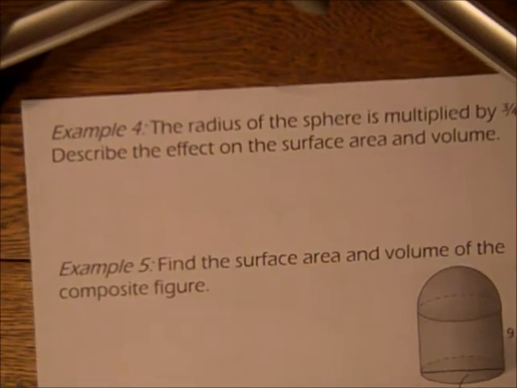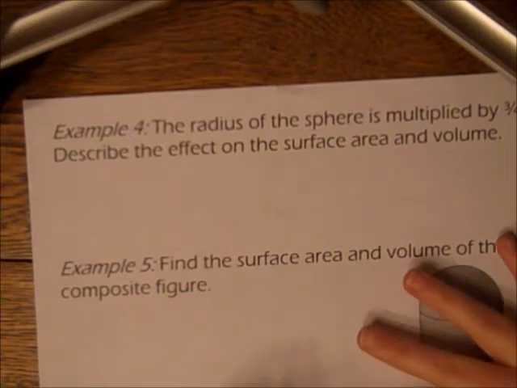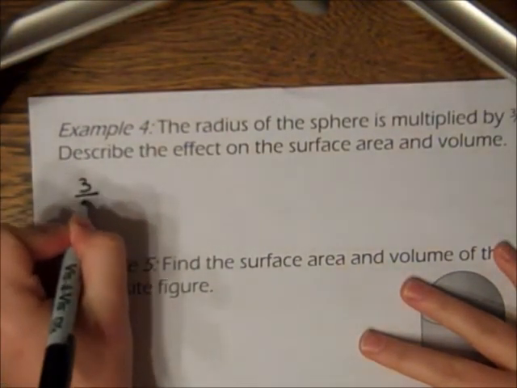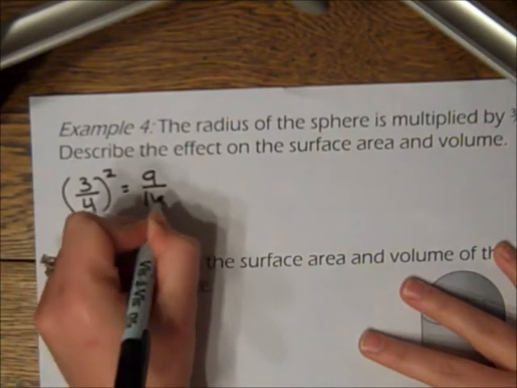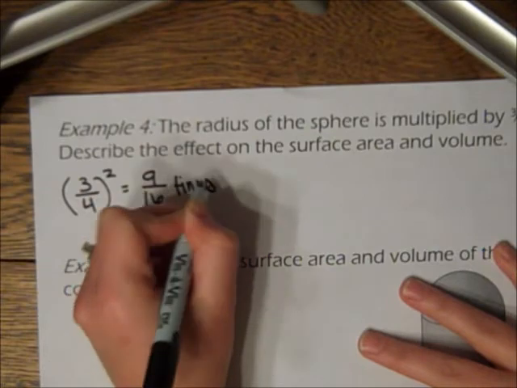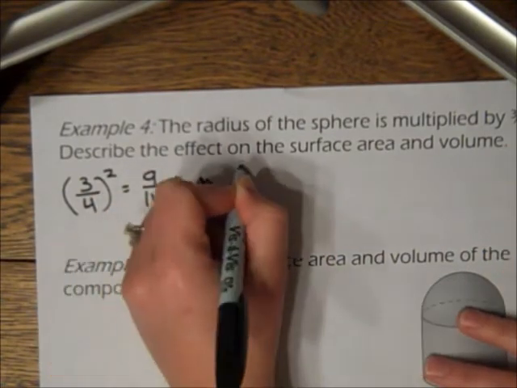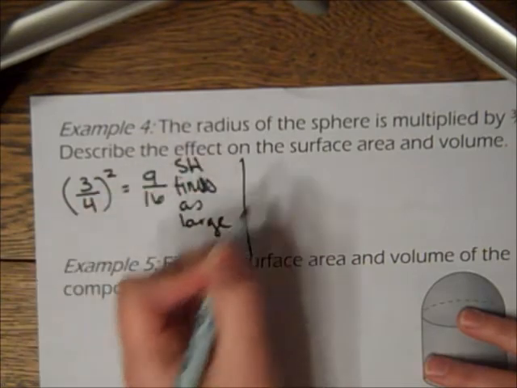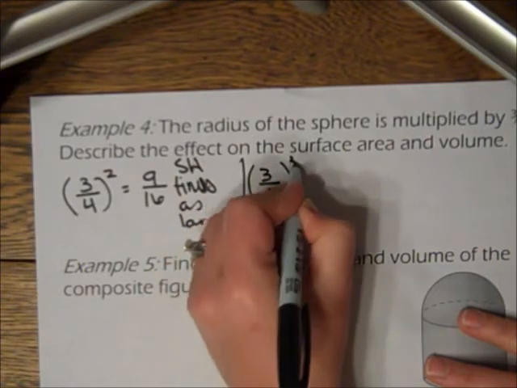The radius of a sphere is multiplied by 3/4. Describe the effect on the surface area and volume. So in a sphere, it's radius and only radius. You can't change one dimension and not the other. So for surface area, I would take that and I would square it. 9/16 times as large.